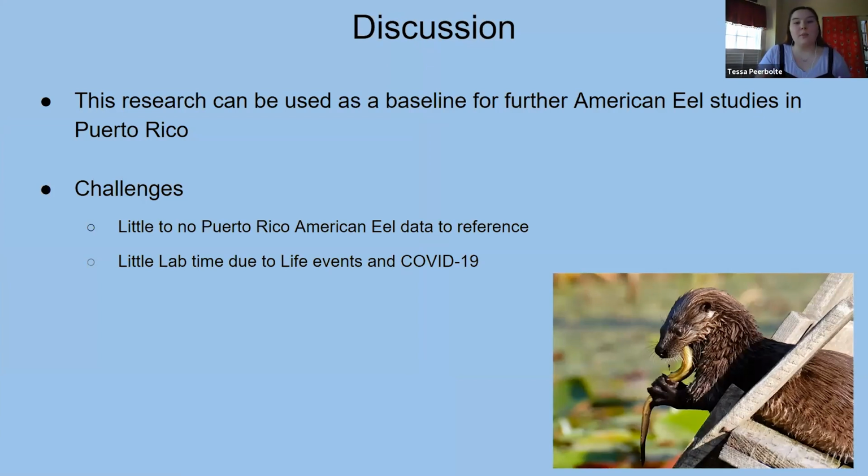There is very little published on the American eel in Puerto Rico, so this research can be used as a baseline for further American eel studies in Puerto Rico. Some of the challenges that we faced were that, since there was little on the American eel in Puerto Rico, we were kind of flying the ship blind, and we had lab time cut short due to COVID-19. We have a picture here of an American eel predator, the river otter, having a little snack.